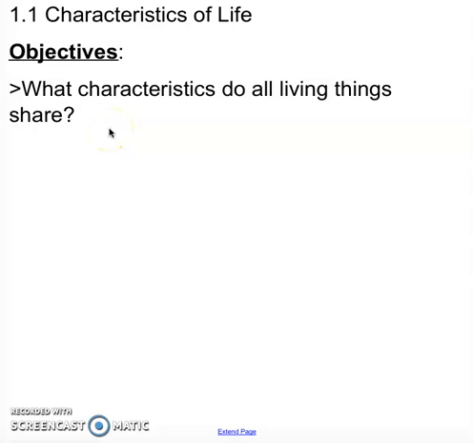Welcome back, 7th graders. Today I'm going to look at Chapter 1, Section 1, specifically the characteristics of life. Our learning objectives are, actually there's only one: what characteristics do all living things share? In order to be considered a living thing, you have to be able to do all of these characteristics.